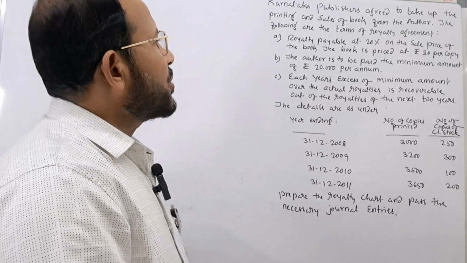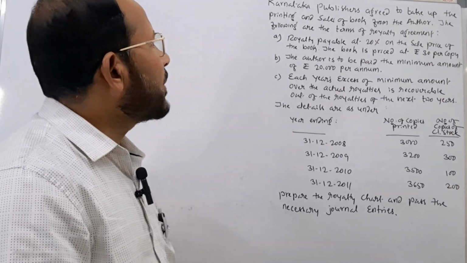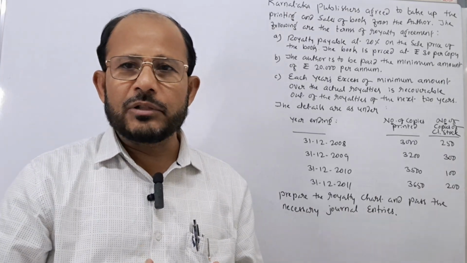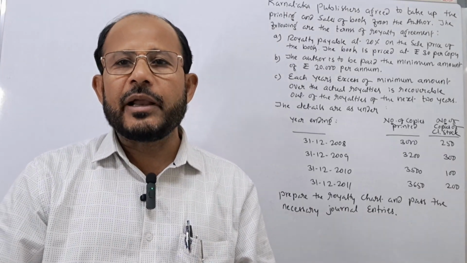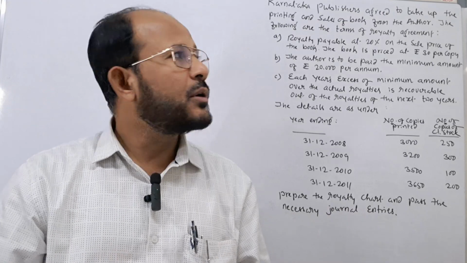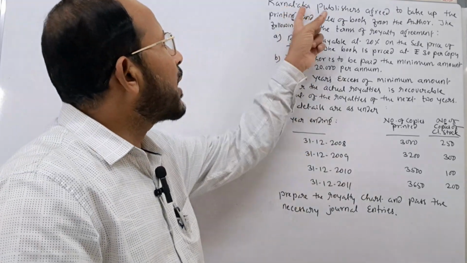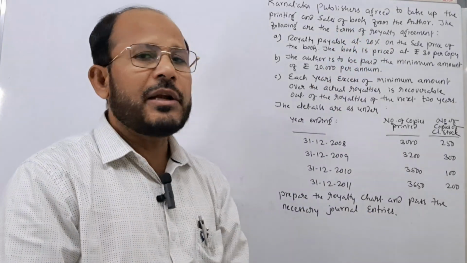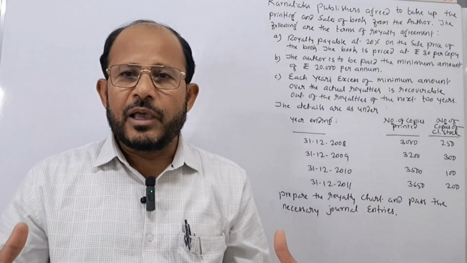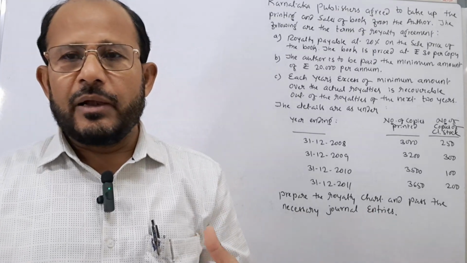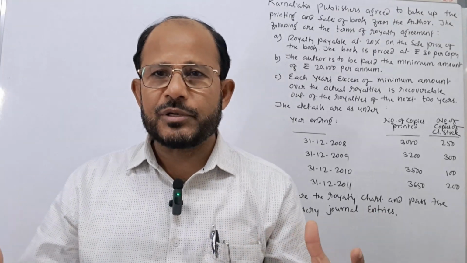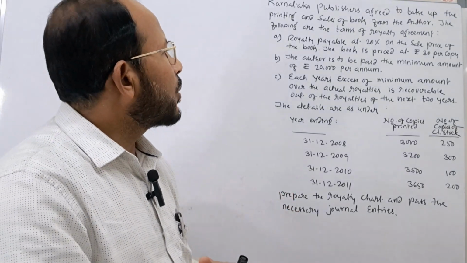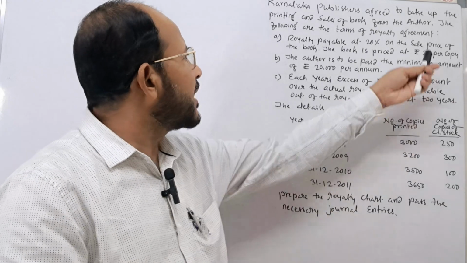Karnataka publishers agreed to take up the printing and sales of a book from the author. Here the author has given the right to publish the book to whom? To the Karnataka publishers. The following are the terms of the royalty agreement. Here they have made the royalty agreement, and the terms and conditions upon which both the parties have agreed are given here. Royalty payable at 20% on the sale price of the book.